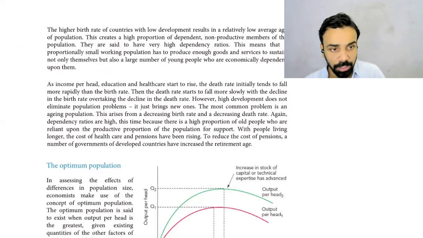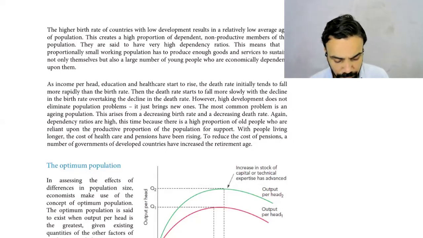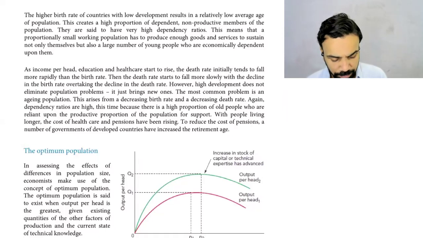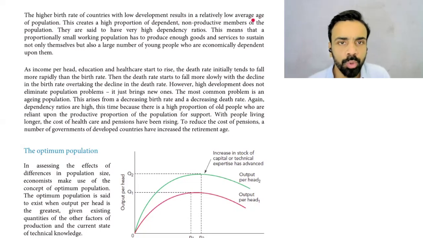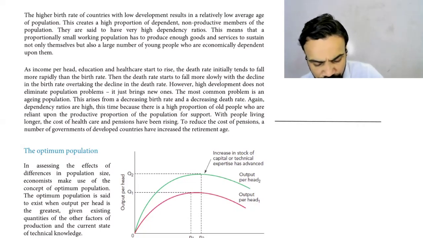It's a continuation then on the next page. Right, so we're talking about similar ideas over here. For example, the high birth rate of countries with low development results in a relatively low average age, because when you have a really high population, if you remember the population pyramids, let me remind you of those population pyramids once again, which you've done in the O level.